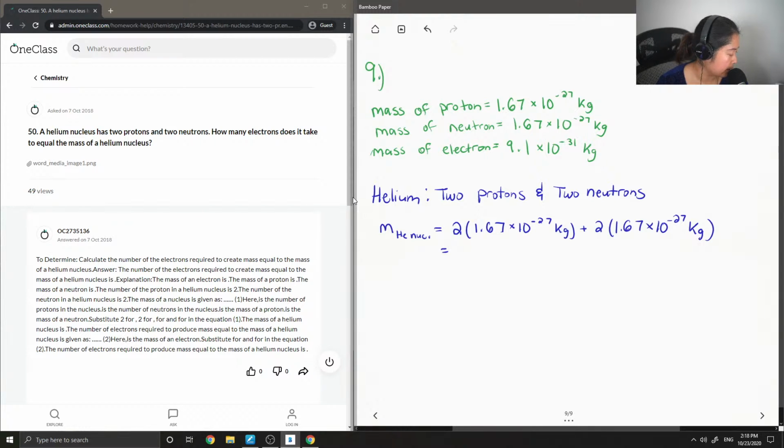Okay, so then when we simplify this, it's the same thing as writing 2 times 3.35 times 10 to the negative 27 kilograms. Then we can calculate the mass of our helium nucleus to be 6.69 times 10 to the negative 27 kilograms.